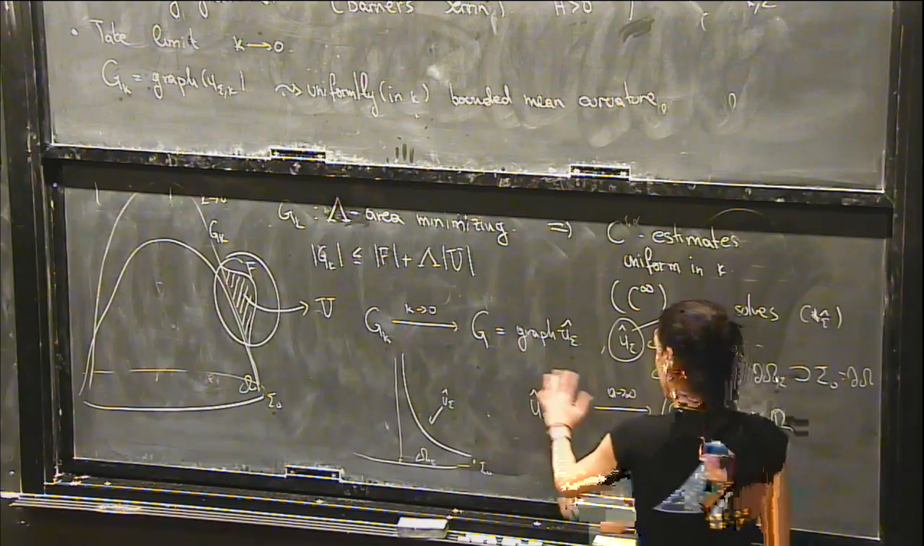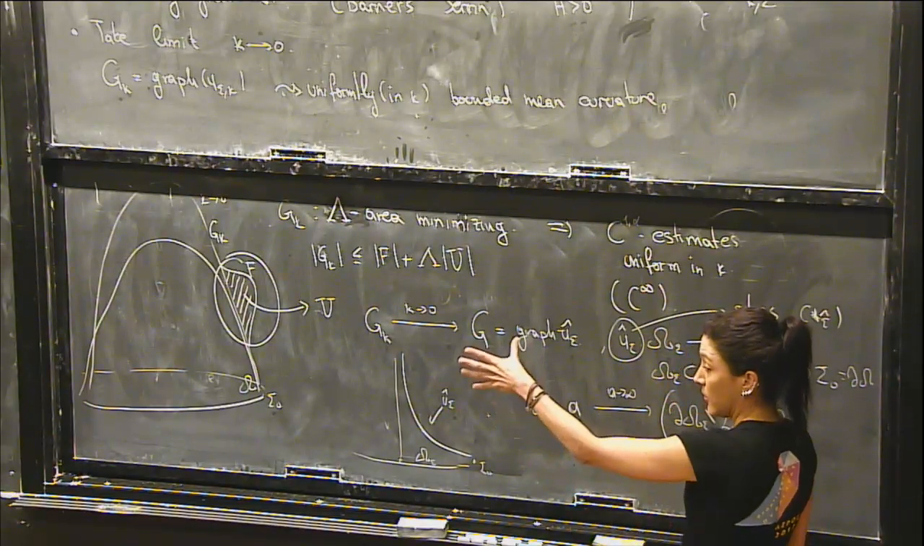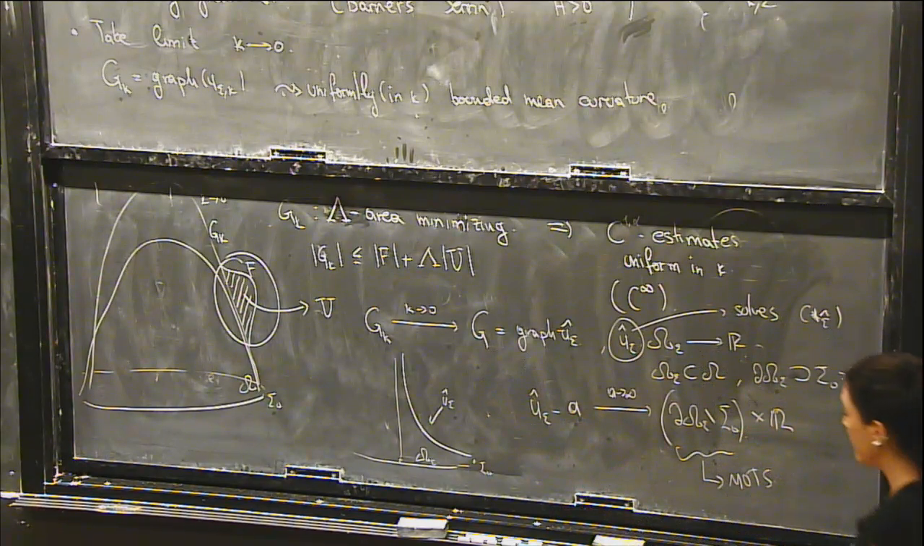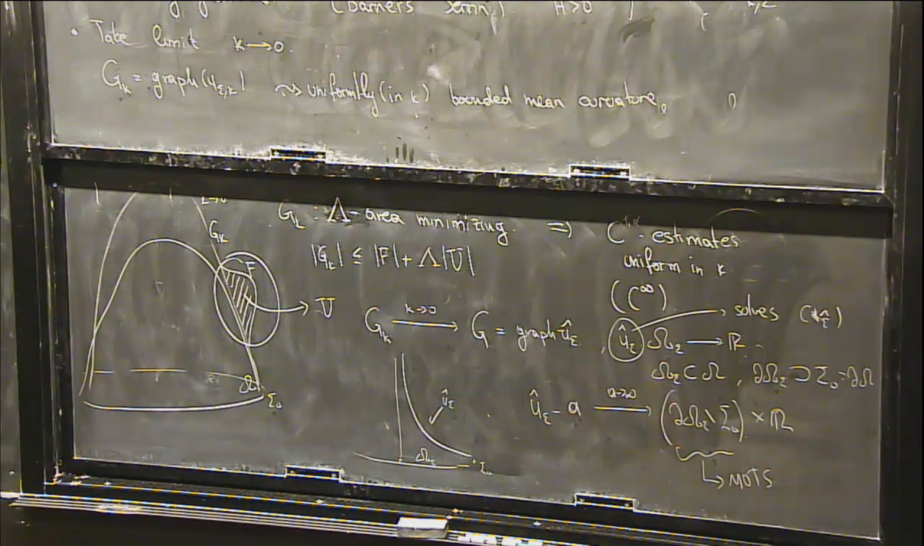Again, because these uniform estimates allow you to take a limit, the limit is smooth. You look at what the equation satisfies: the limit has to satisfy the same equation. Okay, but the gradient goes to infinity, so this goes to 0.